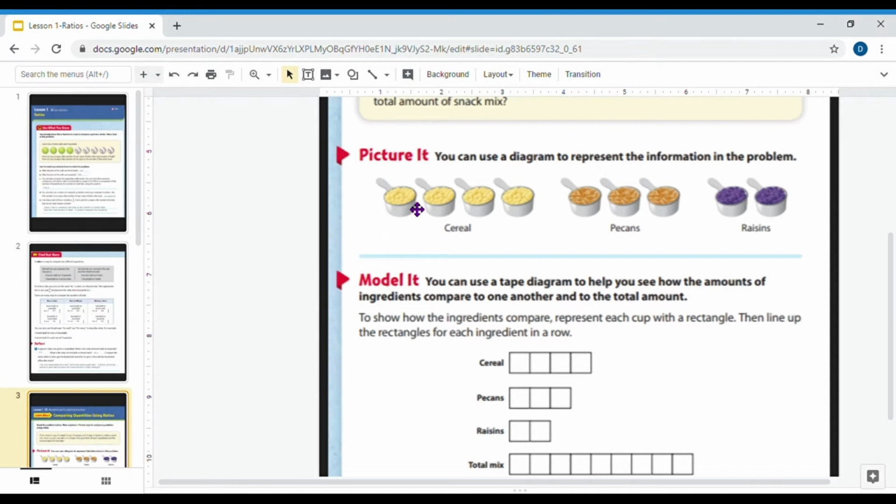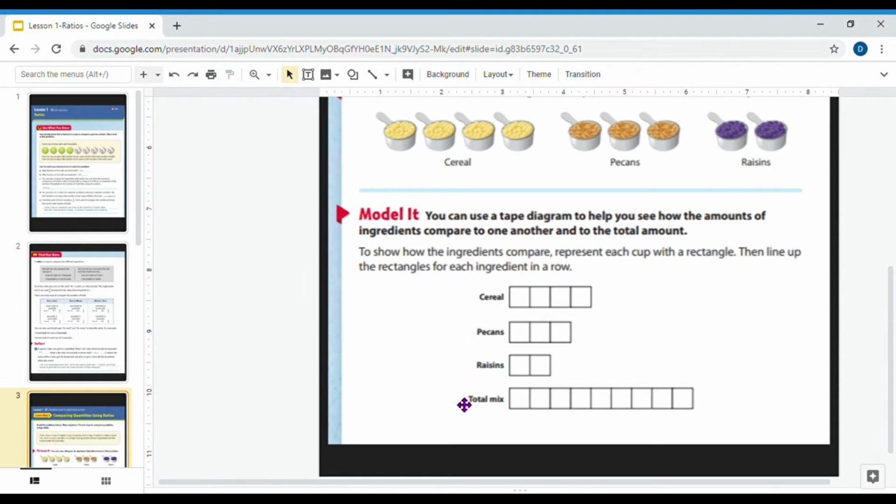And then once you can close your eyes and visualize that, then you can model it. Here's an example using a tape diagram, and that's just using squares or boxes to represent 1. So we can see here that our cereal has 1, 2, 3, 4, just like we had 4 cups of cereal up here. But they took it one step further. They've got their cereal, 4 cups, 3 cups of pecans, 2 cups of raisins, but then they did their total mix. So they added all of them together and then they made one large tape diagram.